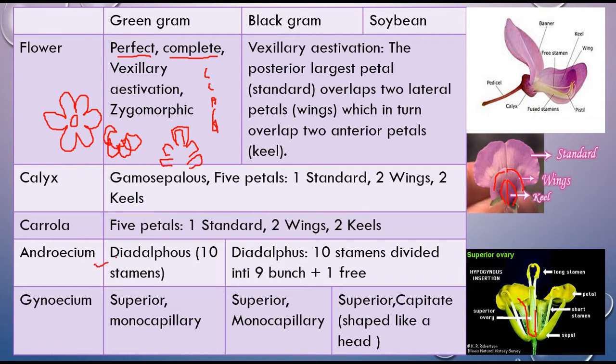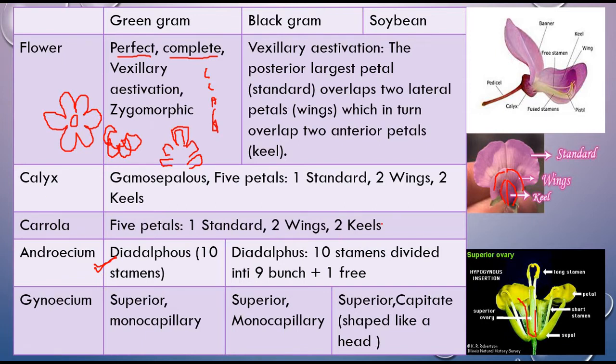Okay, now we covered this point. Diadelphous condition, 10 stamens are there. What is meant by diadelphous condition? The 10 stamens are divided into a bunch of 9 stamens, and one free stamen is there from the base of that bunch of 9 stamens. So this condition is called diadelphous condition. And then the corolla condition. Corolla means petals, so the arrangement of the corolla is one standard, two wings and two keels, and inside the keel there is Androecium and gynoecium.